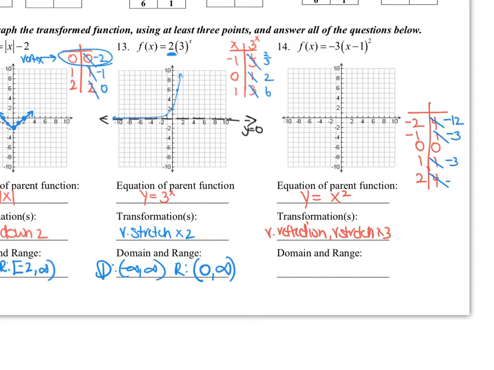And then the last transformation is what's inside, and that's this x minus 1, and that's going to move it horizontally to the right. Remember, we do inverse operations when it's inside. So since the minus 1 is inside, to undo that, we add 1. And when we add 1 to all our x values, that means it's going to be shifted to the right.